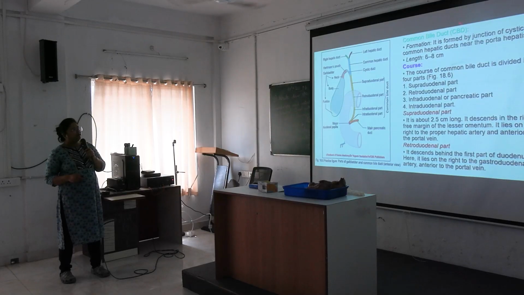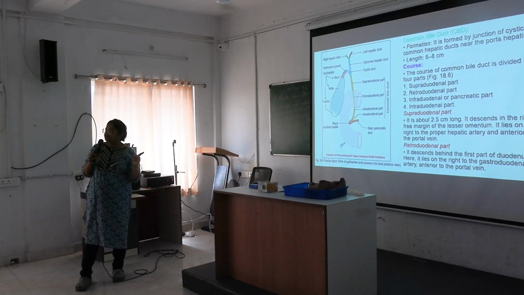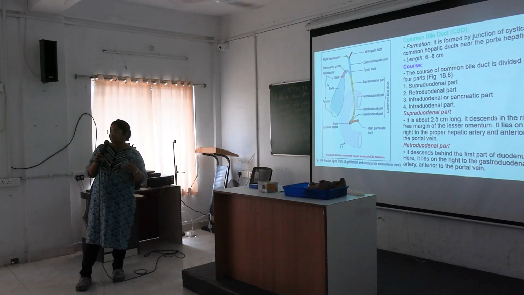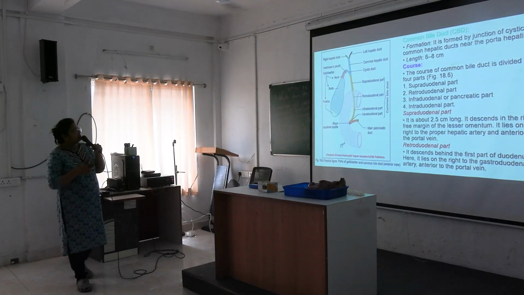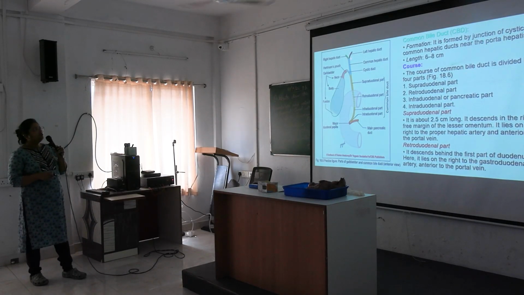Next is common bile duct. Common bile duct has 3 parts. It comes in your short note. Important short note: you have to know the 3 parts, their relations, where they are draining, all this. Common bile duct, this part: the cystic duct and common hepatic duct join to form the common bile duct.